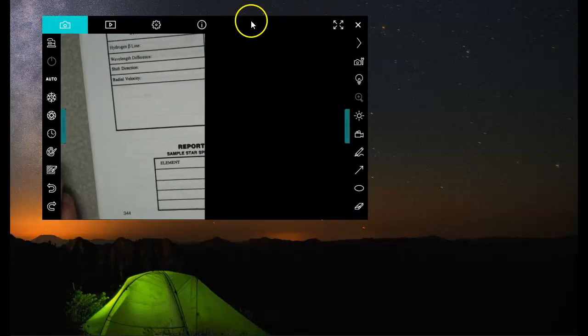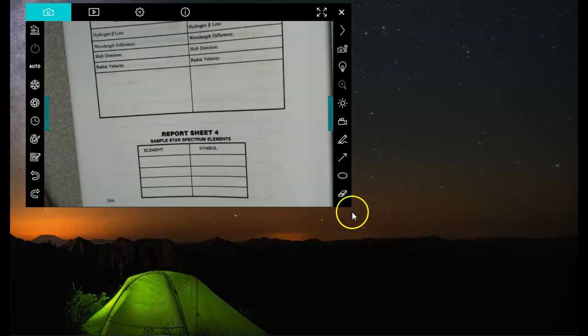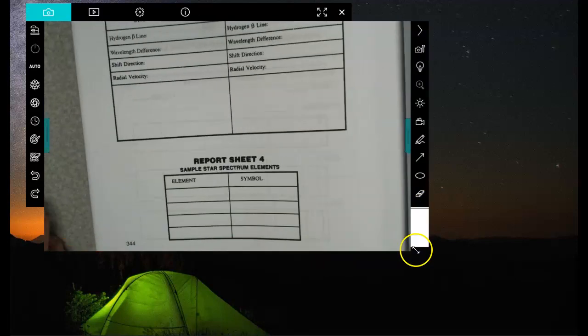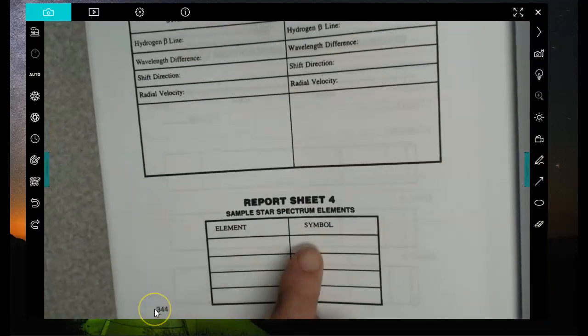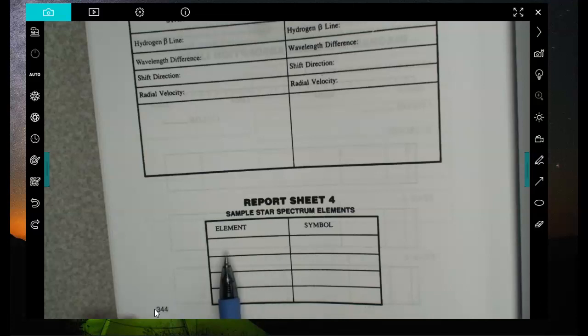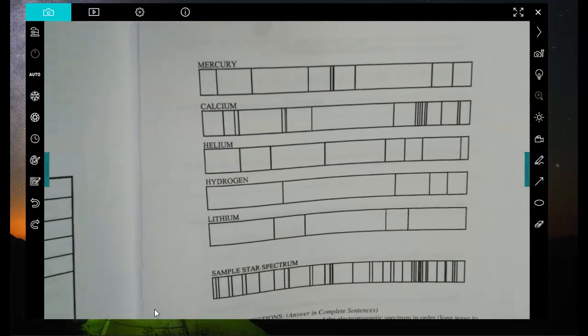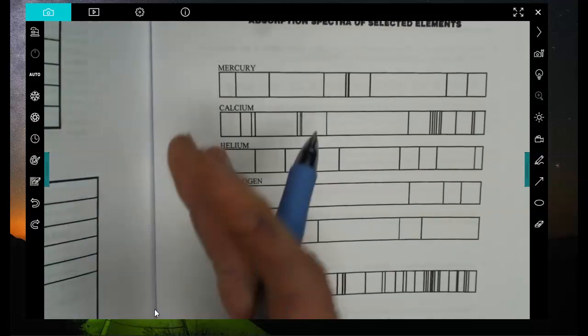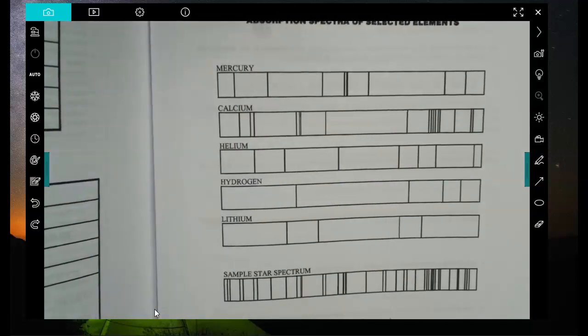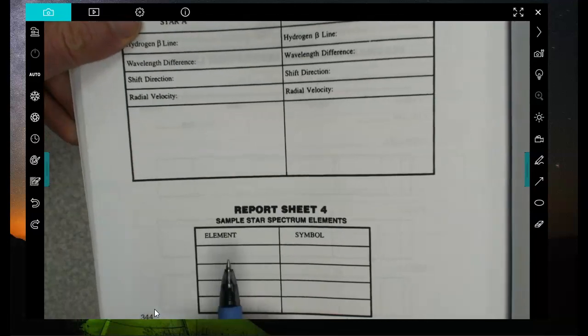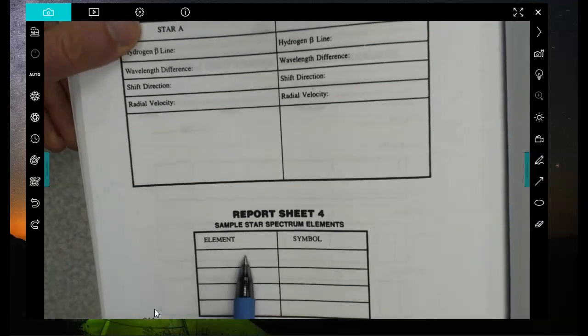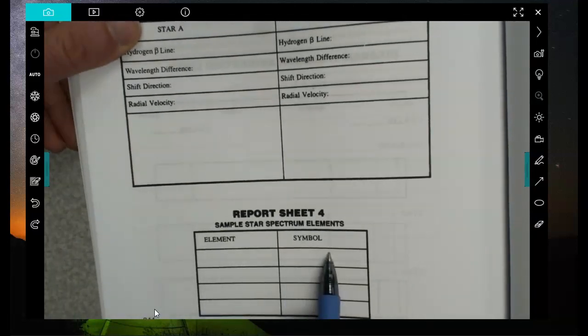Sorry for the interruption. So as I was saying in part one of the video, students spend a lot of time trying to figure out what the symbol is, and that's actually not important to me at all. What I want you to do instead is, if the element is present in the sample star spectrum, so if you determine that Mercury is present in this star spectrum, I want you to put Mercury and then put present.